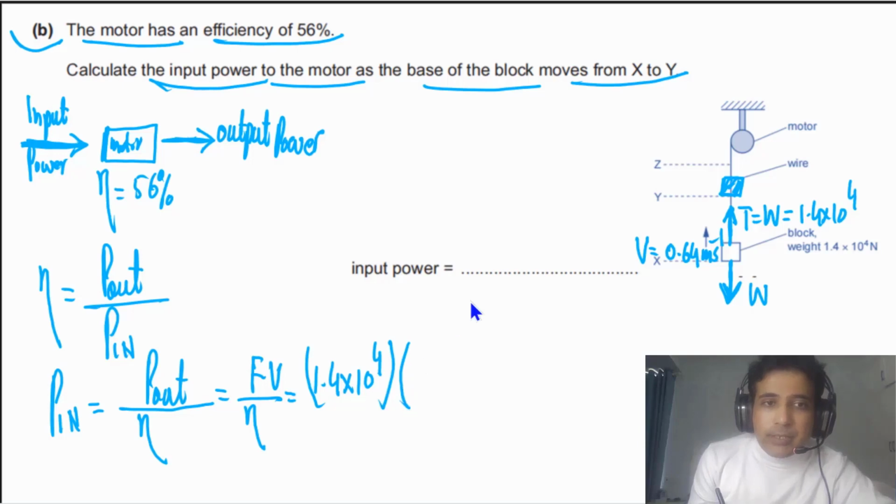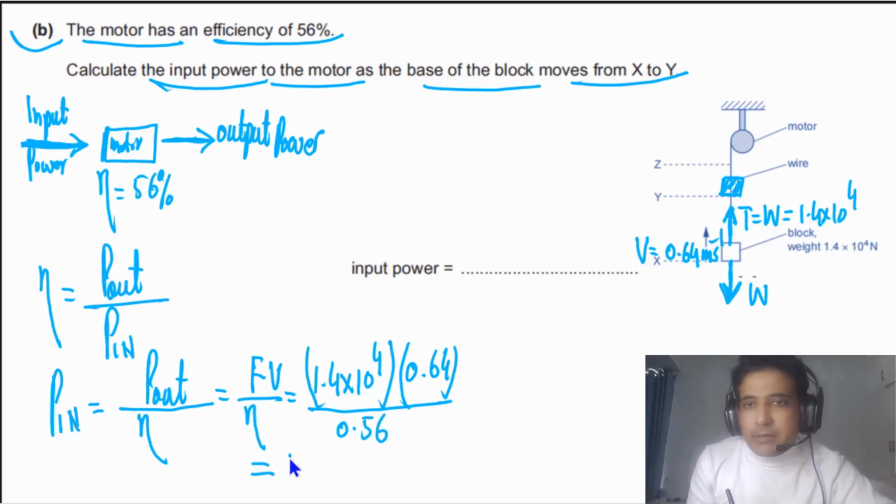And that is equal to tension in the wire. And the speed we have, that is equal to 0.64. And we need to divide by efficiency, that is 0.56. Now if we solve this one, our final answer in this case will be equal to 1.6 times 10 to 4 watts.